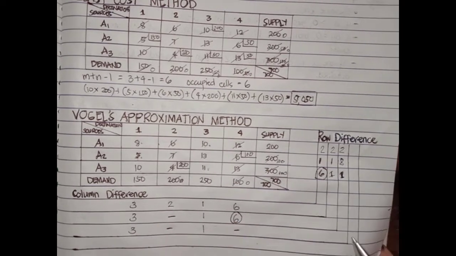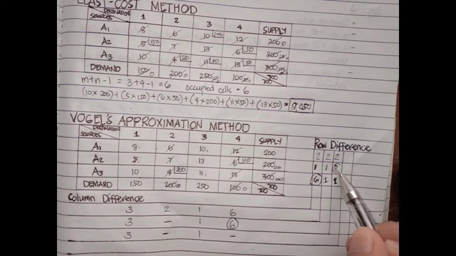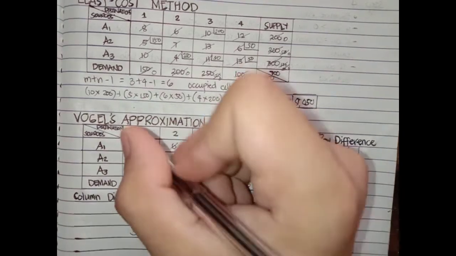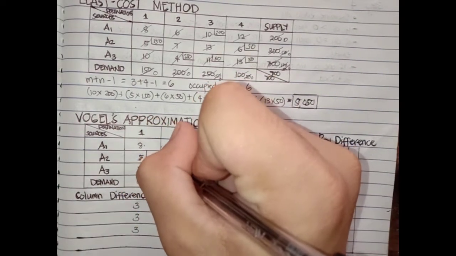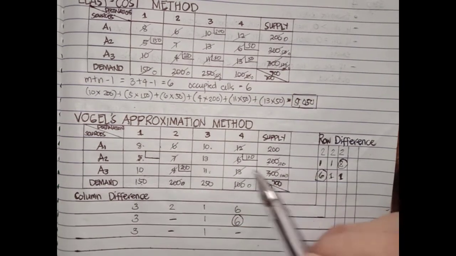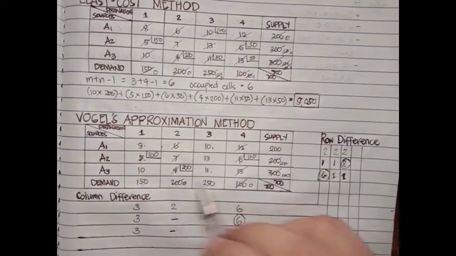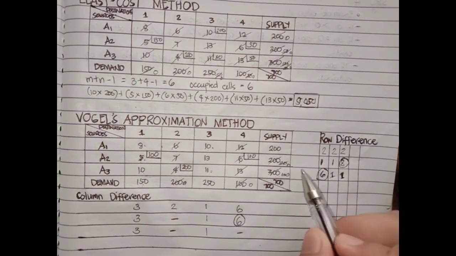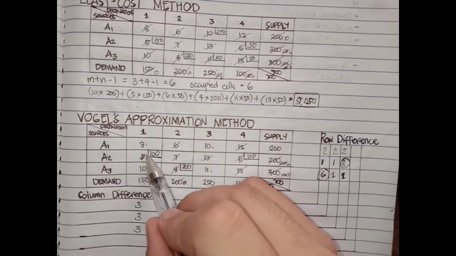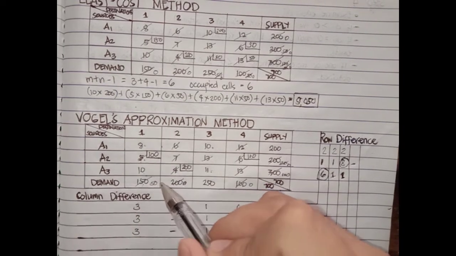As you can see, where is the largest number? It's the 8, so we'll allocate here. We will find the smallest value, it's 5, so we will allocate in this cell. We have 100 and 150, so we allocate 100. 100 minus 100 is equal to 0. Since it's already 0, we will no longer allocate in this row, so we'll put a dash here. And 150 minus 100 is equal to 50.